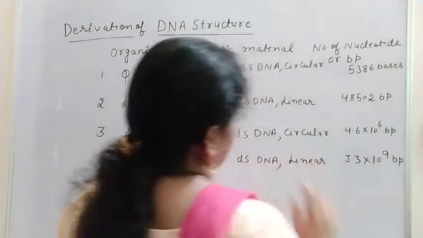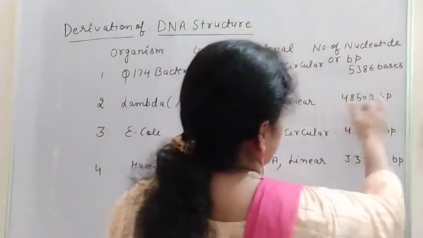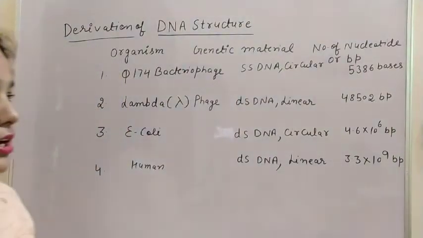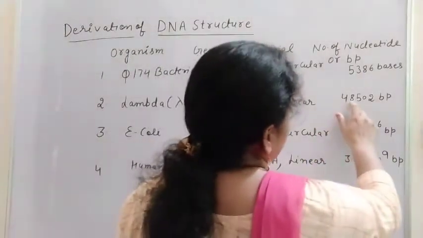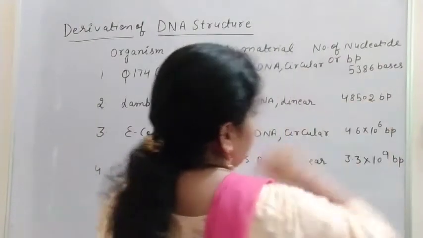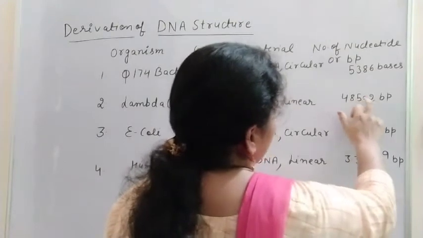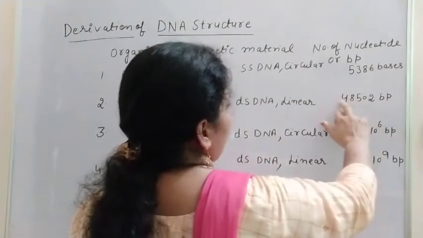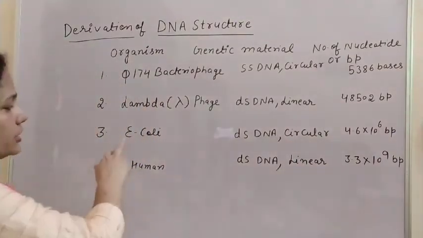48502 base pairs. Here only the bases are given and here the base pairs are given. And how can you learn these values? 48 plus 2, that is 50. So 48502 base pairs.